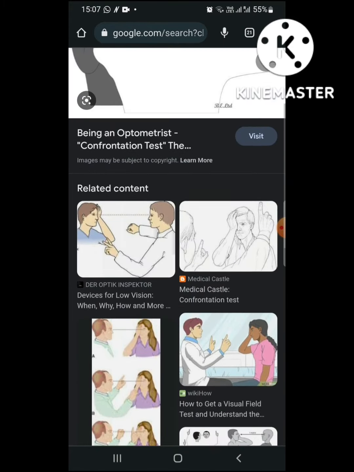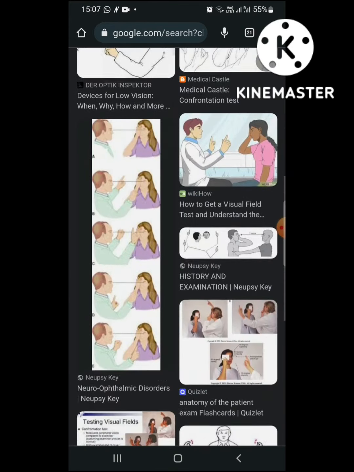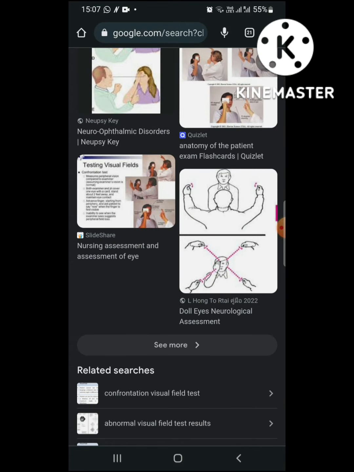Only then is the visual field normal for the patient. So this is the visual field test.